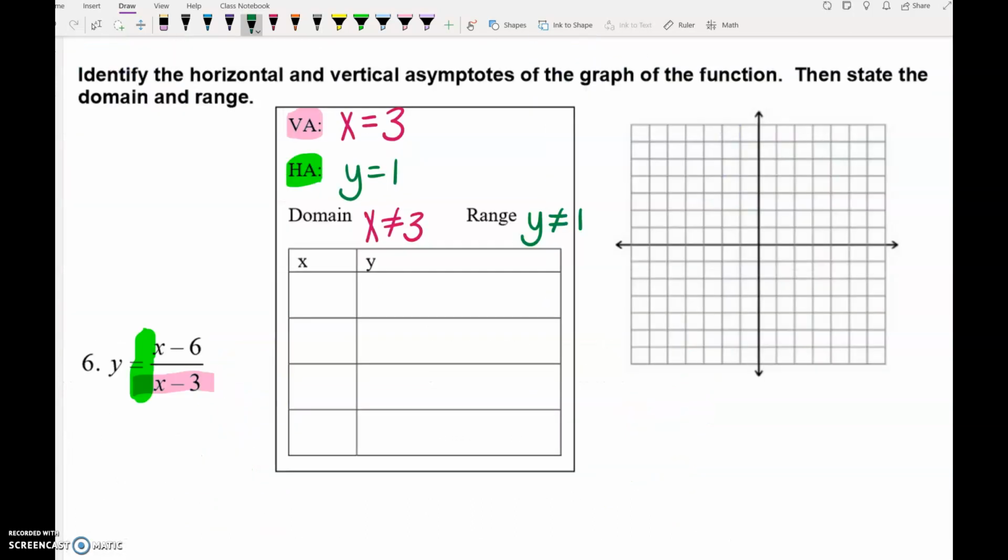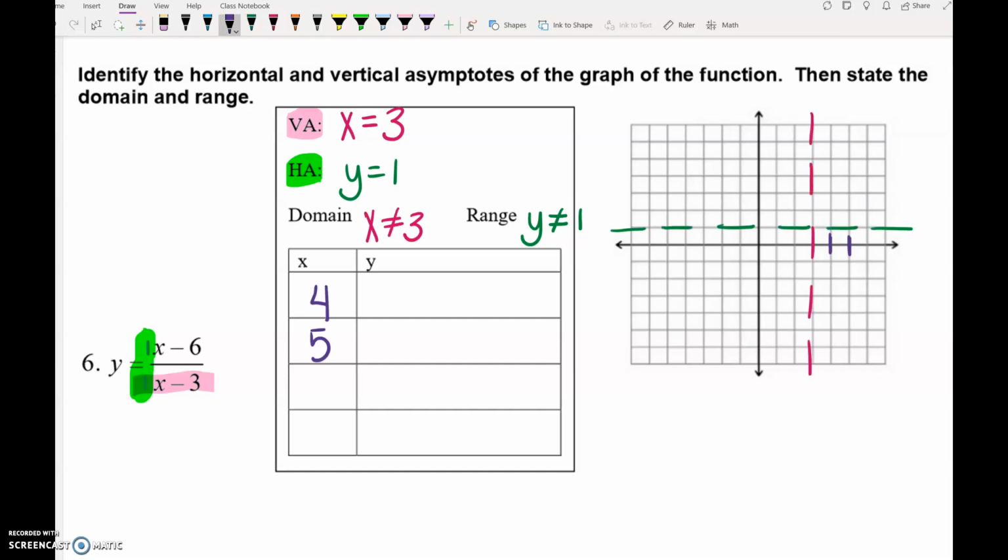Okay, this one looks a little bit different, but it's okay. Our vertical asymptote is 3 because 3 minus 3 would give us 0 on the bottom. Our horizontal asymptote, there's a 1 in front of the x on the top. There's a 1 in front of the x on the bottom. 1 divided by 1 is 1.